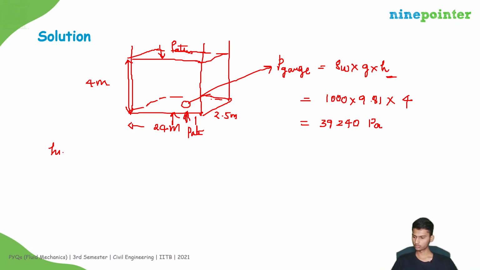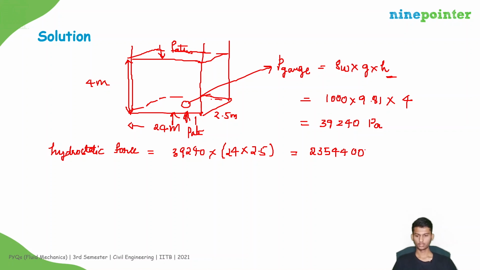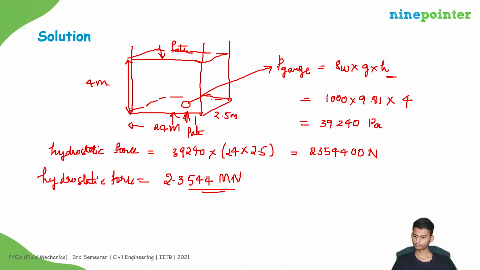We need to find out the hydrostatic force. So the hydrostatic force will be equal to 39240 into area. The bottom area is 24 into 2.5, right? So this into 24 into 2.5. So we are getting 2354400 newtons, right? So that will be equal to 2.3544 mega newtons. So this will be the hydrostatic force. Okay.